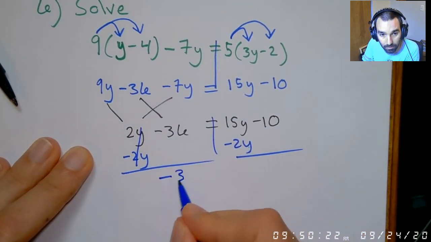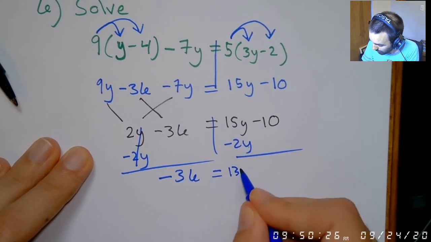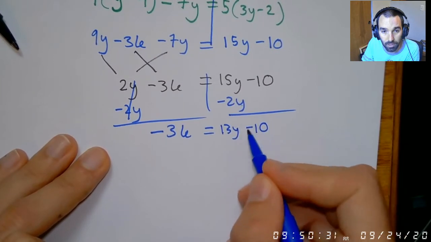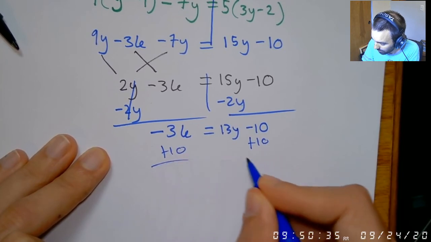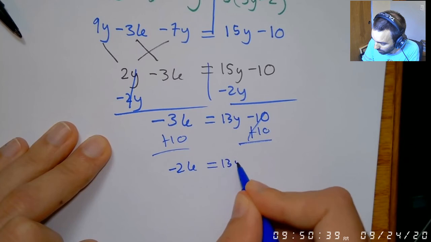So I get negative 36 equals 13y minus 10. I got my y's to one side, so now I want to move my constants, so I'm going to add 10 to both sides. So this is negative 26 equals 13y.